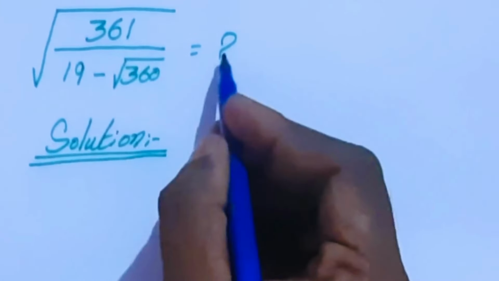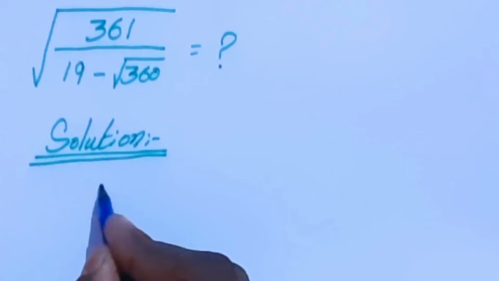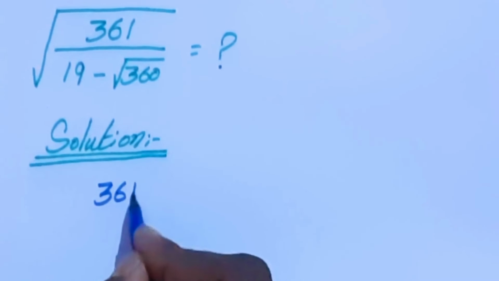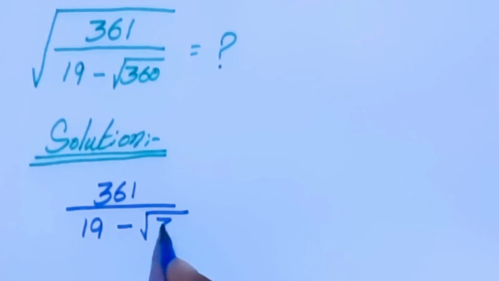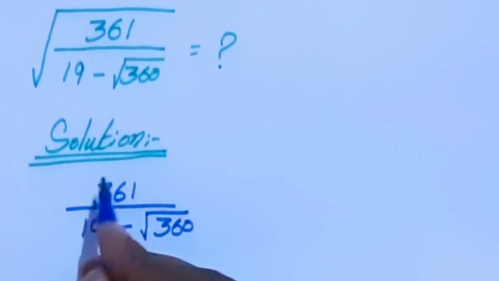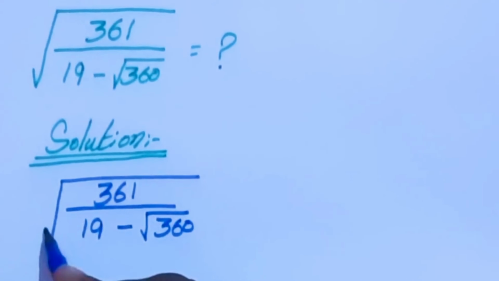Today we are going to solve this problem. Solution: 361 by 19 minus square root of 360 in whole square root.